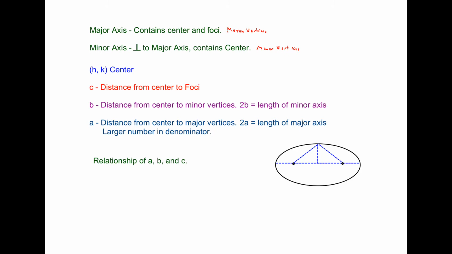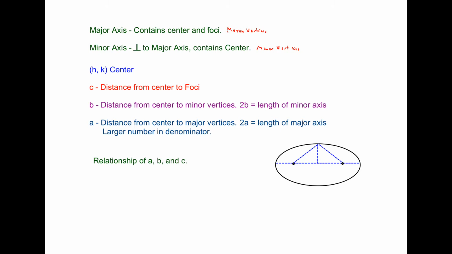So in some problems later on, it's going to tell you that the length of the minor axis is 10. Well, that means that b value would be 5. Same thing for a, the distance from the center to the major vertex, 2a being the length of the major axis. And as a reminder, that's the largest number in your denominator. And then there's a relationship of a, b, and c that I'm going to discuss as well.